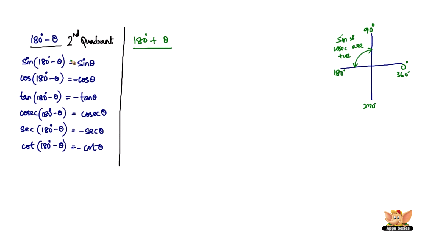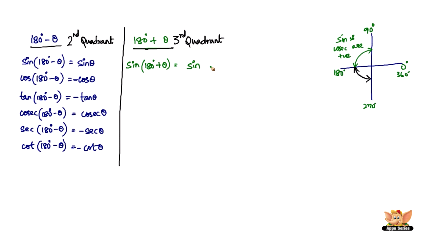So let's see what's the difference. One similar thing is that sine is going to remain sine, cos is going to remain cos. But what's the thing that's going to change? Only the sign. Now 180 degrees plus theta is nothing but the third quadrant. It's going to move from here up till 270. So let us mention that here, third quadrant.